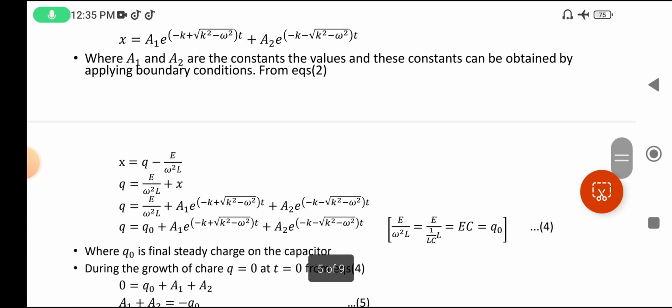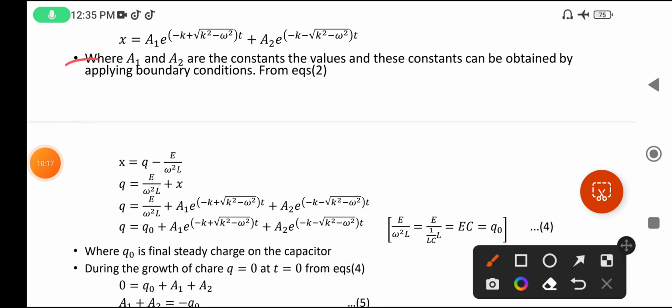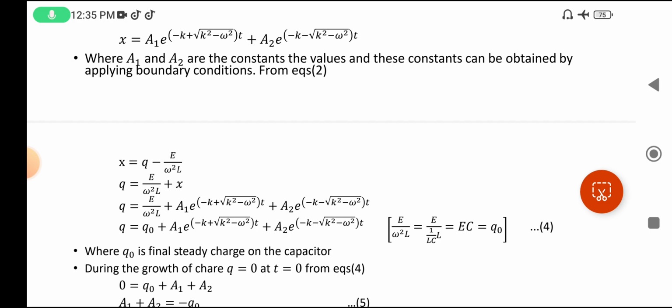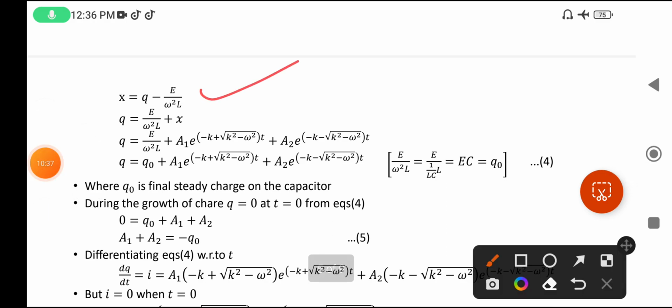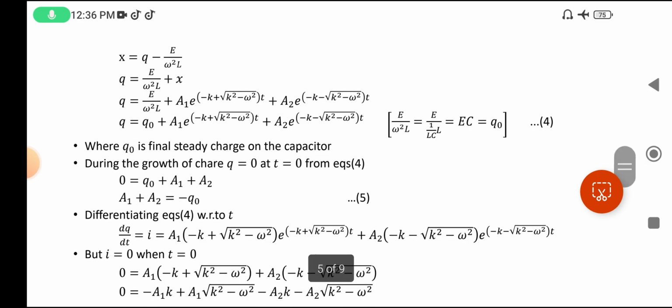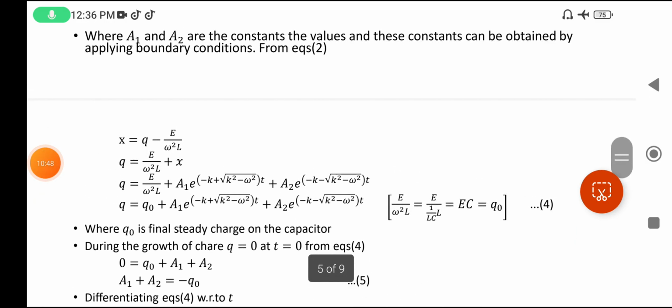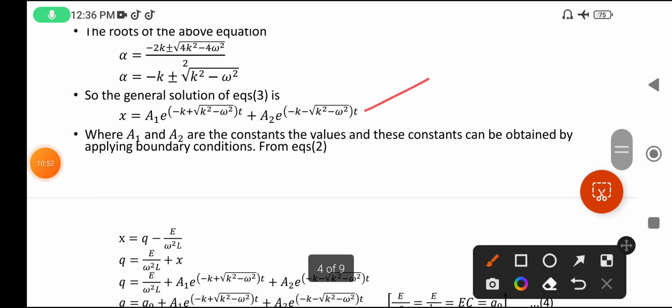Here a1 and a2 are constants, and these constants can be obtained by applying boundary conditions or beginning conditions. So what is equation 2? This is equation 2, which we have already done. From this, q equals, bringing this side it becomes plus, so we get this one. Then substitute the x value we just got above, and you get this one.